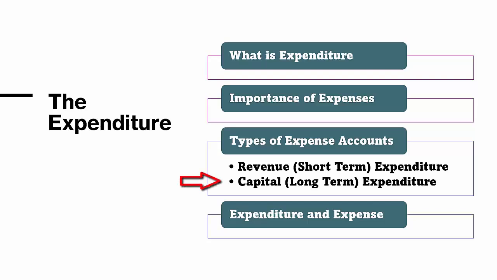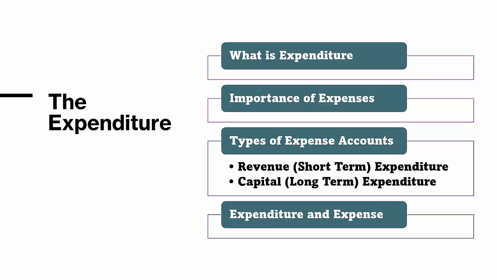2. Long-term expenditure. This is money spent on things that will last and benefit the business for several years. For example, buying a building, machinery, or a vehicle is a long-term expenditure. This type is often called capital expenditure.